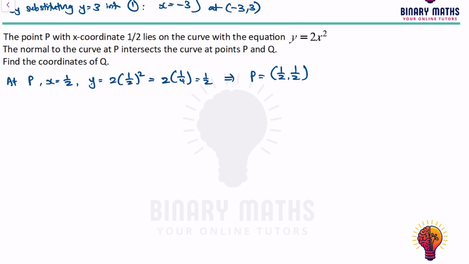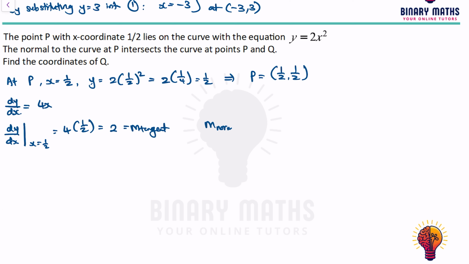We're trying to find the normal to the curve at P, so the first thing I need to do is find the gradient function, which means differentiate y with respect to x, which gives me 4x. If I want to find the gradient of the normal at the point P, then I need to substitute x equals half into this, which means 4 times a half, which is equal to 2. This is the gradient of the tangent. So the gradient of the normal is equal to negative 1 over 2, because it's the negative reciprocal of the tangent.